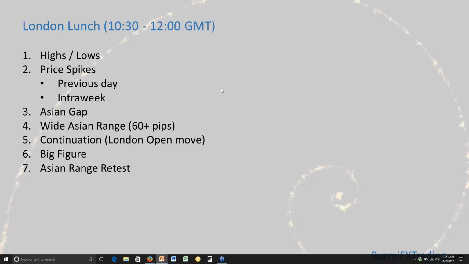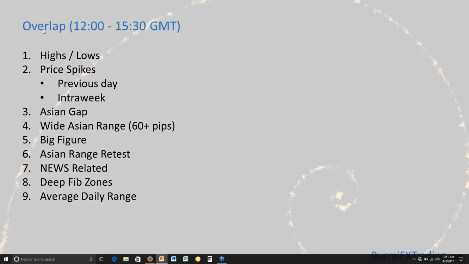So overlap session, the busiest for the British pound. This is from 1200 GMT to 1530 GMT. All the price behaviors here are what I like to trade during this session.